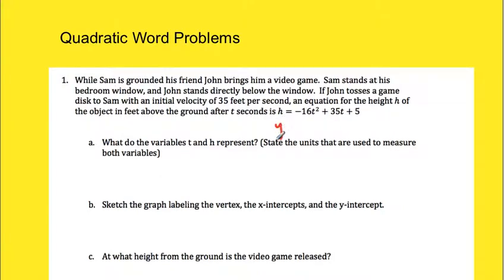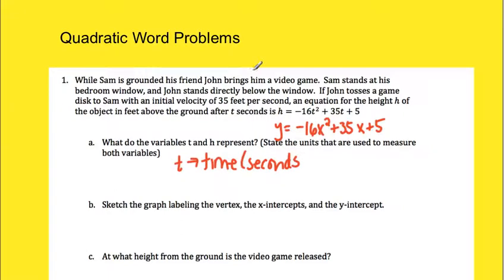We know H is in the same place as the Y, and the T is in the same place as the X. If I rewrite that, that's what I get. Notice A asks you, what does T and H represent? So T is going to be time, and that's in seconds. I know that from the problem.